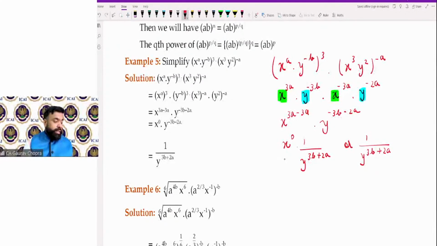Bhumi is asking, please explain the benefits of indices in CA. See, each and every chapter does not directly help in chartered accountancy practice. We are not talking about only CA practice, because all these topics are used for broadening our mind.